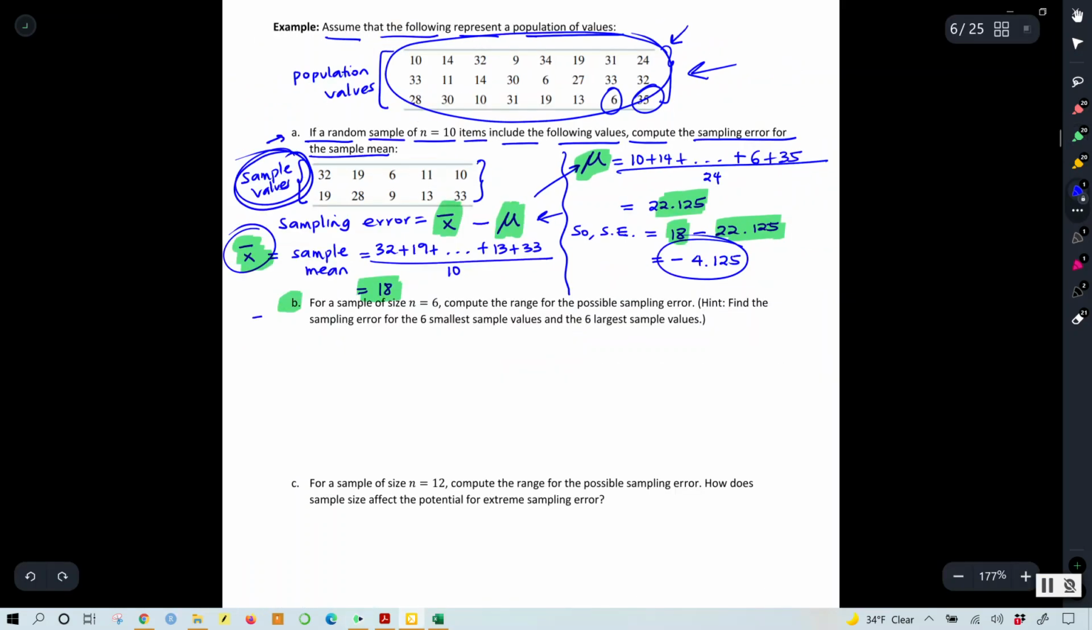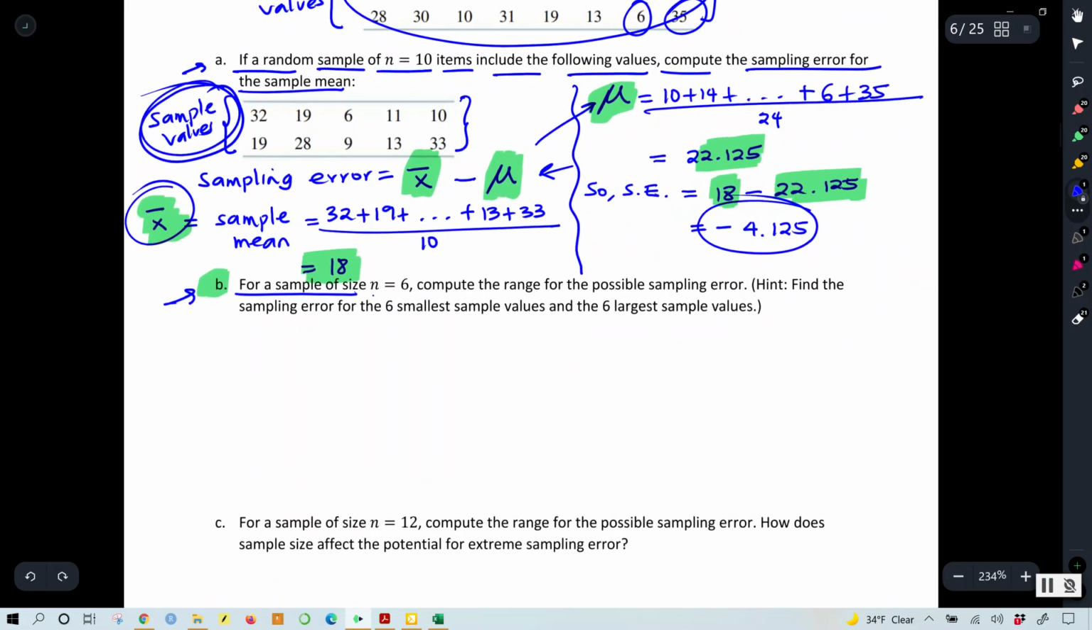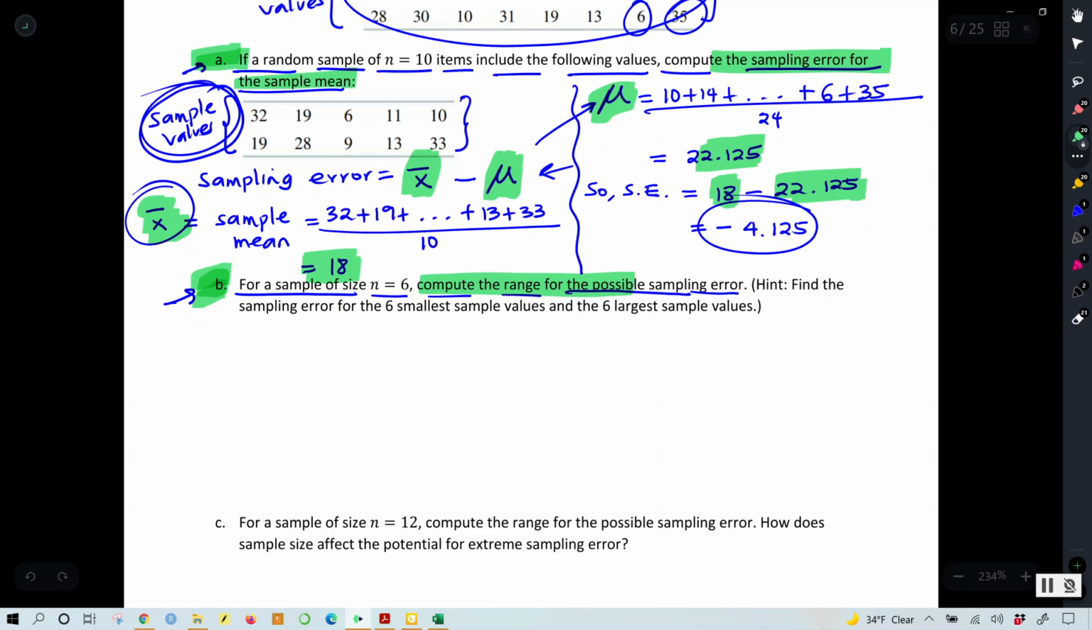In question B, we are told that for a sample of size n equals 6, compute the range for the possible sampling error. Take note of the difference between question A and question B. In question A, we only want to compute just the sampling error for the sample mean. In question B, however, we would like to compute the range for the possible sampling error.